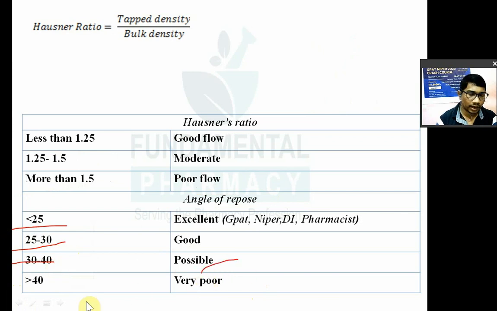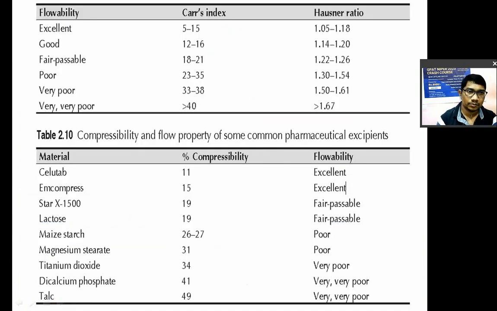And if the angle of repose of a powder is more than 40, it is a very poor flow. Are you getting it or not? समझ रहा है? Again you can see over here the same thing. दो तीन बार पढ़ लो, थोड़ा सा इजीली याद हो सकता है.